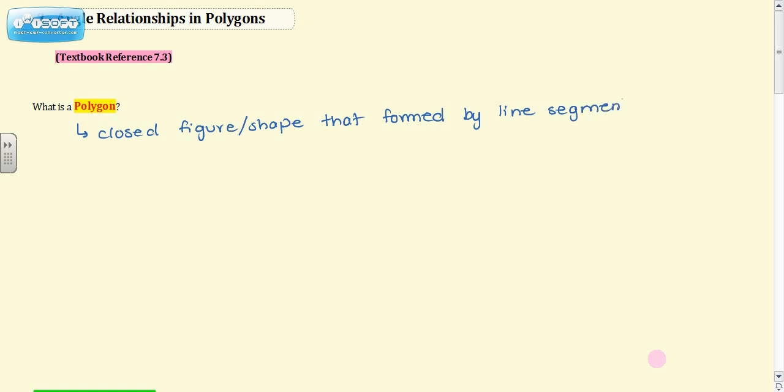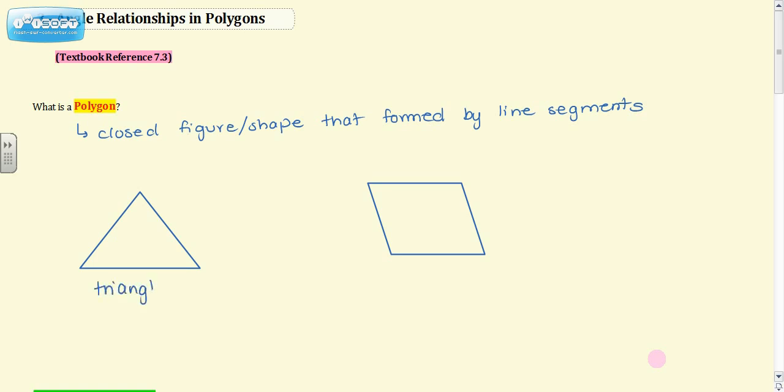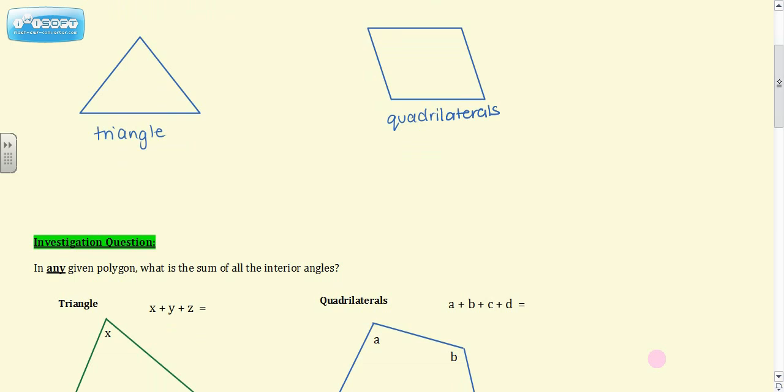So in the previous two concepts, we've learned about two types of polygons. A triangle is the simplest of polygon, and then a quadrilateral. A triangle is a polygon that has 3 sides. A quadrilateral has 4 sides. So today we're going to look at angle relationships in polygons in general.